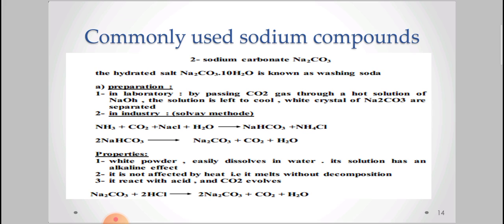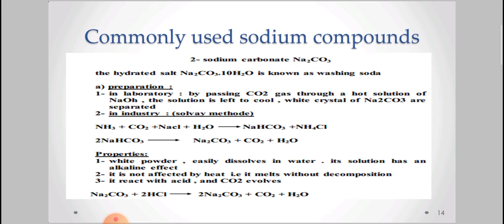Number 2, sodium carbonate. Sodium carbonate preparation in the laboratory: by passing carbon dioxide gas through a hot solution of sodium hydroxide, NaOH. The solution is left to cool. White crystals of sodium carbonate are separated. In industry, ammonia plus carbon dioxide plus sodium chloride plus H2O, through the Solvay method, give sodium bicarbonate and ammonium chloride. Sodium bicarbonate is heated to give sodium carbonate, carbon dioxide and water.